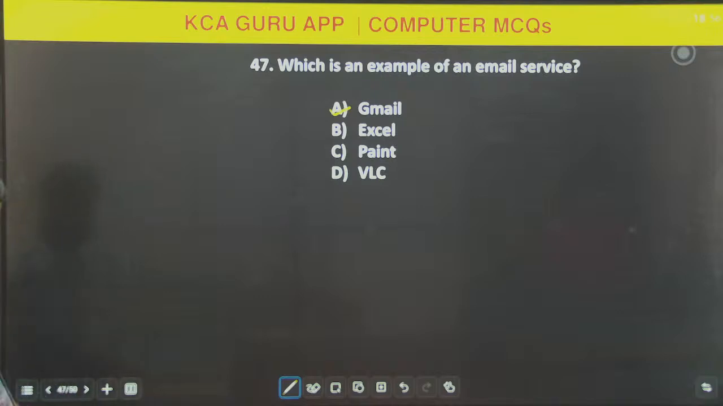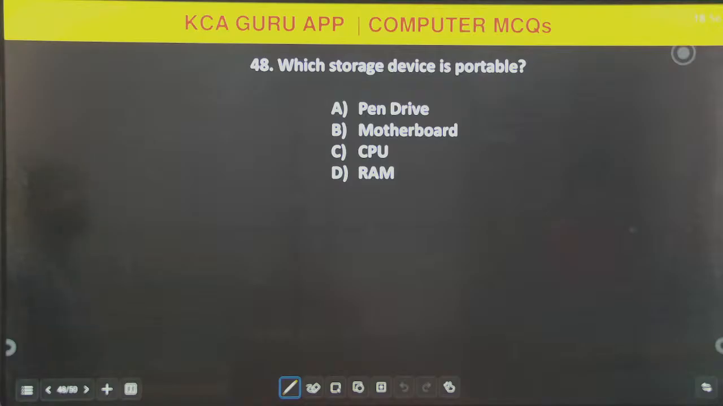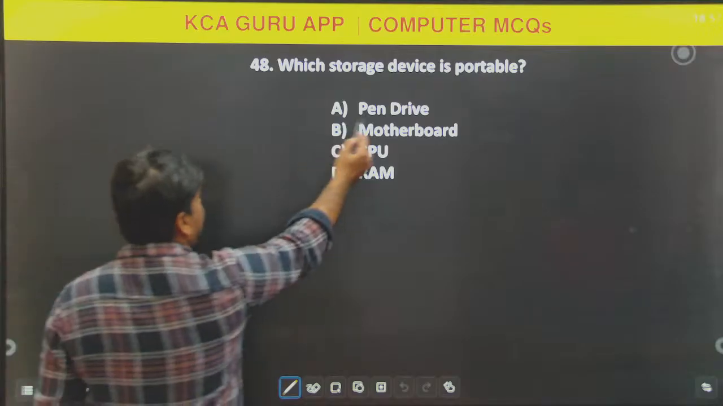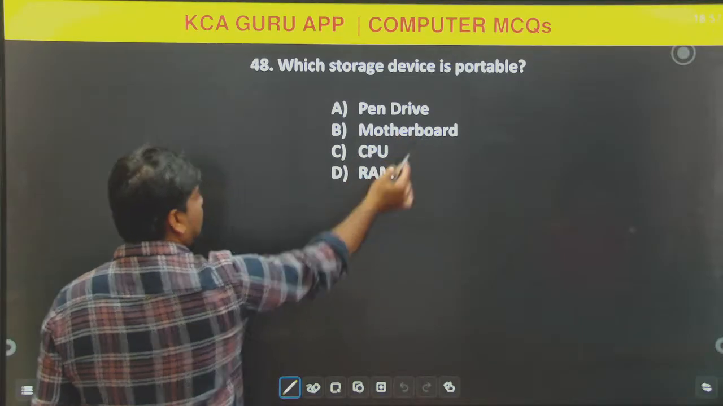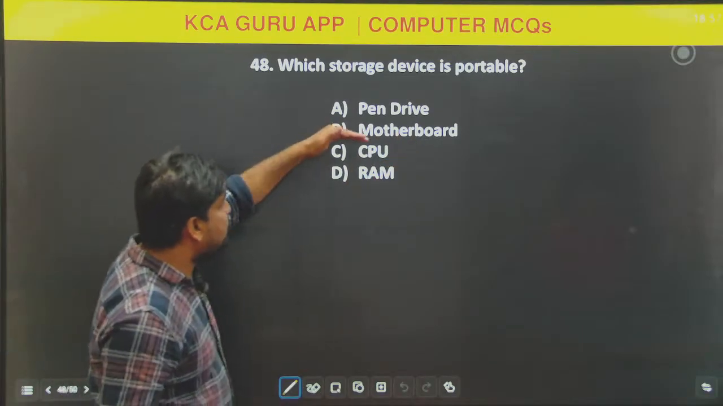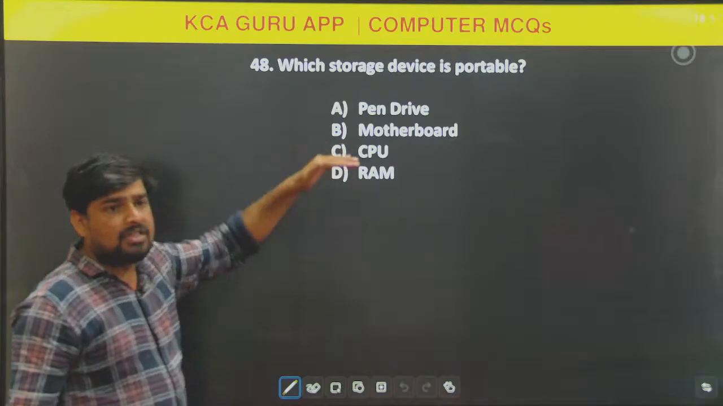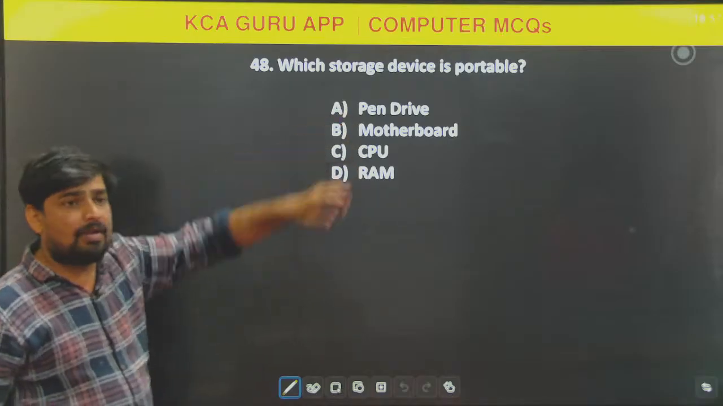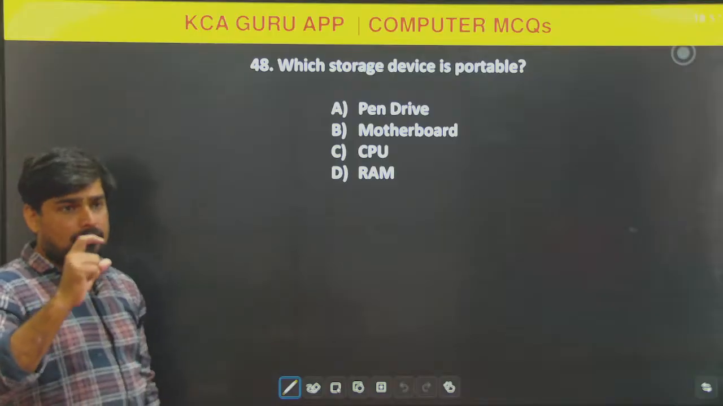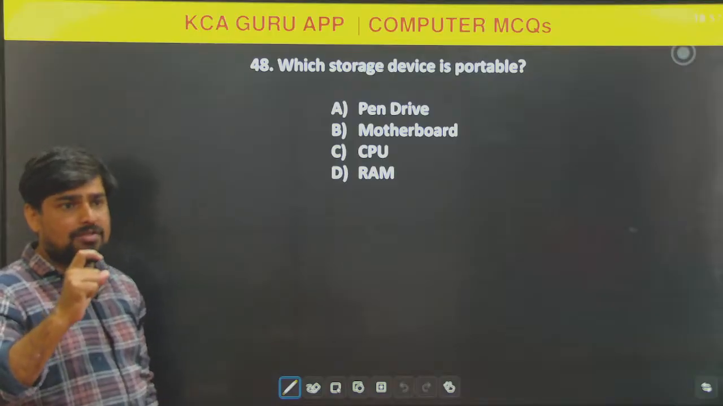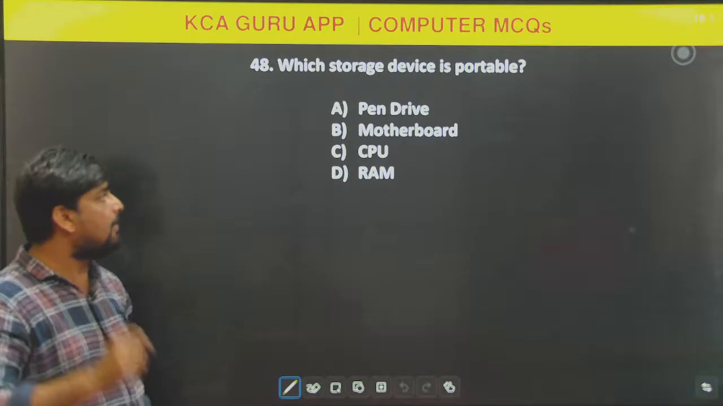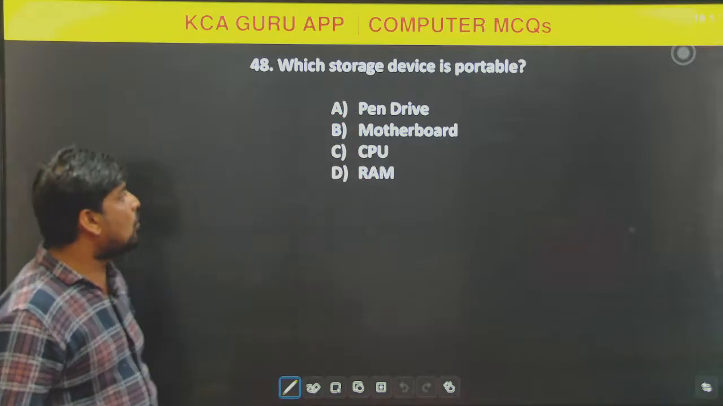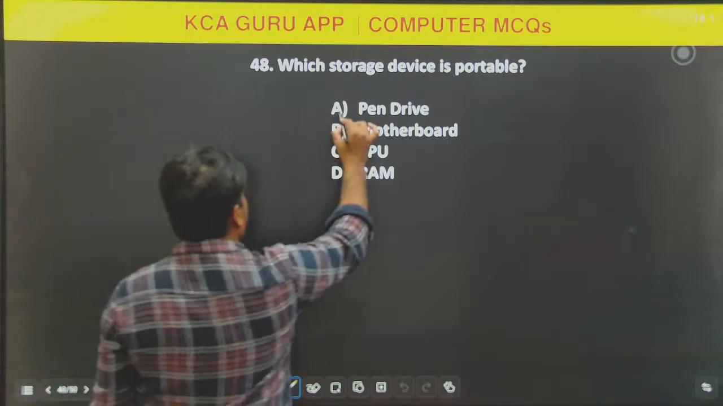So last question, sorry, the 48th question is, which storage device is portable? Portable in the sense, so pen drive, CPU, RAM, motherboard. The motherboard, CPU and RAM are built into the computer, but the pen drive is portable. Portable means it's a very small device. It can store information. What is the answer here? The pen drive is the answer.